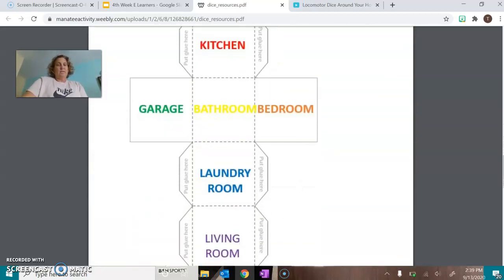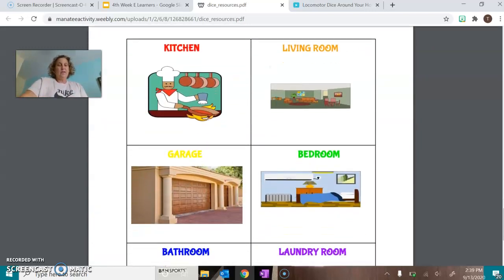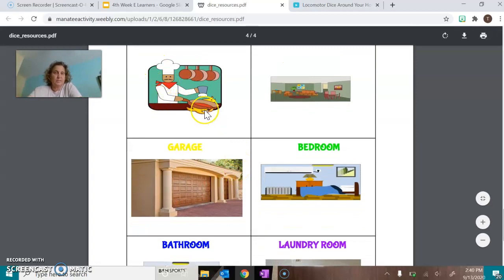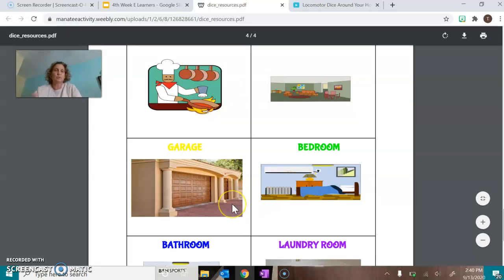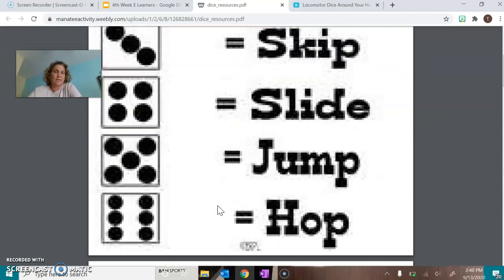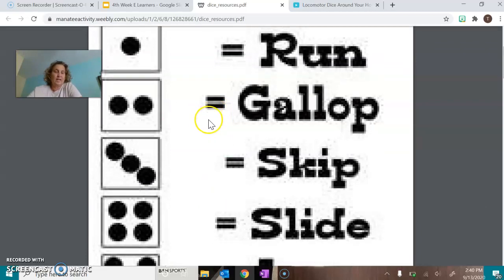And there's also a dice that you can make that has different places in your house that you can travel to. And then if you don't want to do the dice way and you just want to use like the top one where you rolled the number, and then you could just cut these pictures out and then just randomly pick one, and then you would go to that location. So for example, if you don't want to use the dice, you roll the dice, and let's say I rolled a 2 and got gallop.